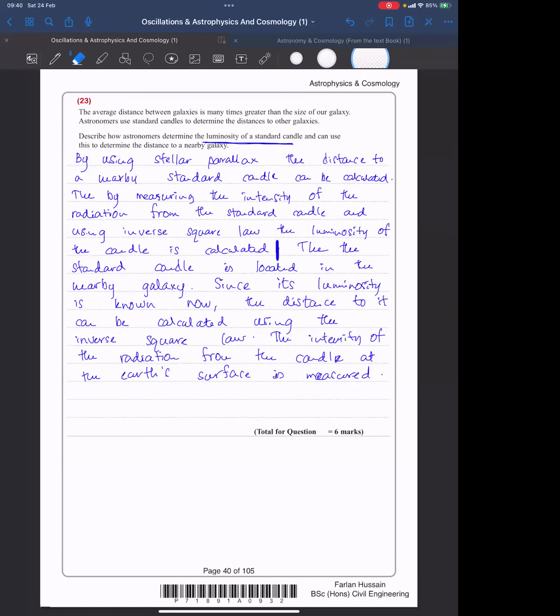Example. I don't know what instrument they use at astrophysics level, so they definitely should be having that. Okay.